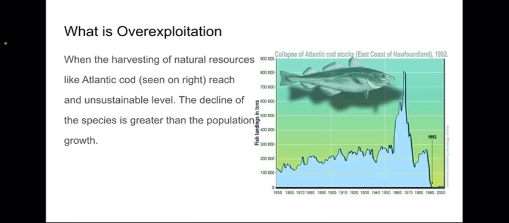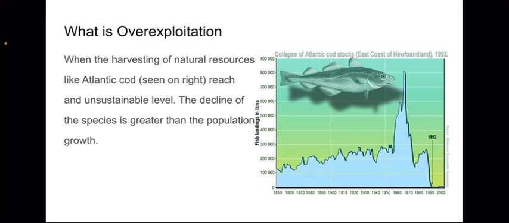Basically, it is when the harvest of natural resources, like Atlantic cod for example, which can be seen on the right hand side, reach an unsustainable level. It happens when the mortality rate of a species is higher than the birth rate, and it also occurs with deforestation when the harvest of trees outweighs the planting of trees in return.